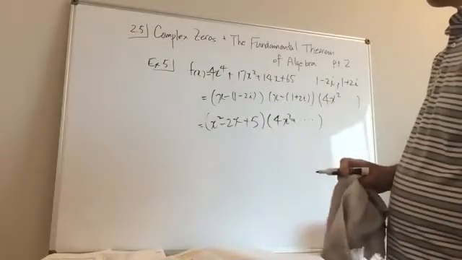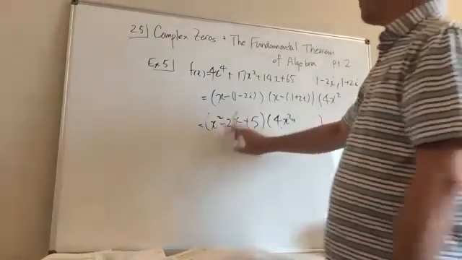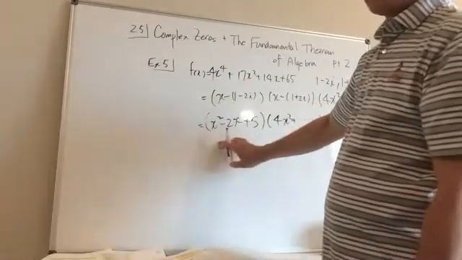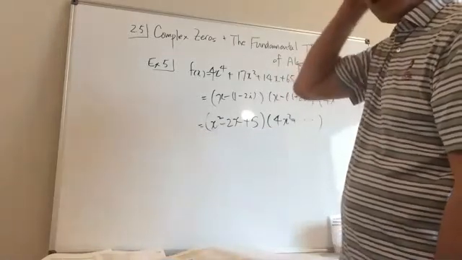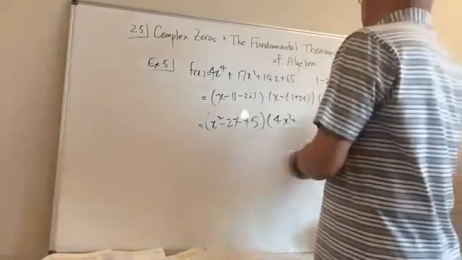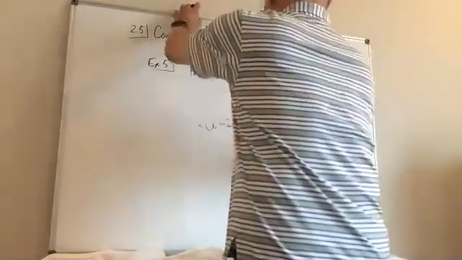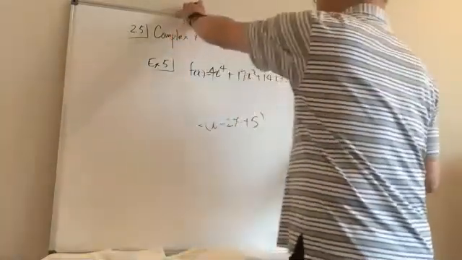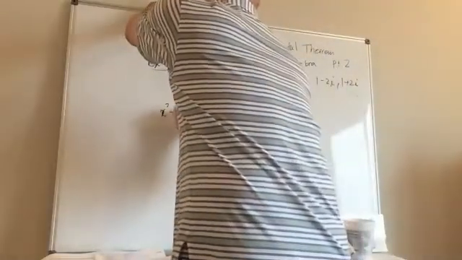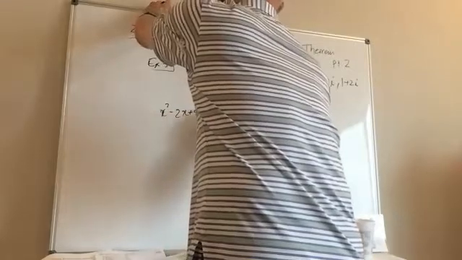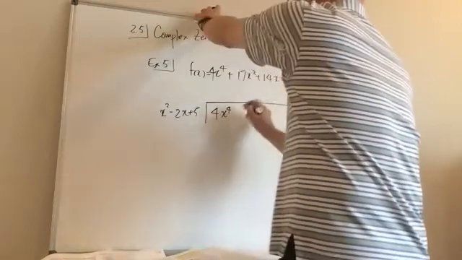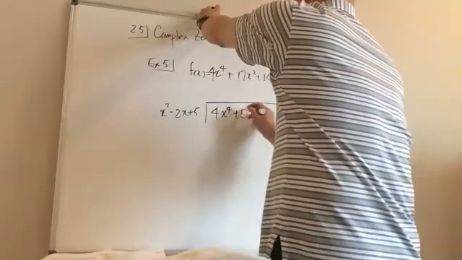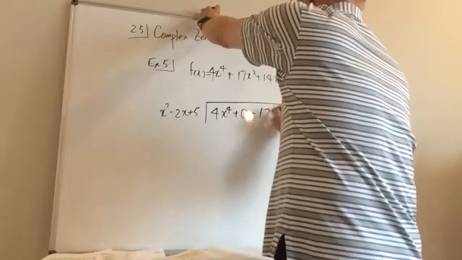Okay? So I can go ahead and divide this guy by this guy, right? And it should factor out. There should be the remainder of 0. Okay, so let's go back to the old-fashioned long division. Okay, so you get x squared minus 2x plus 5, dividing this into 4x to the 4th. Okay, there's no x cubed, so I'm going to leave that there, the placeholder.